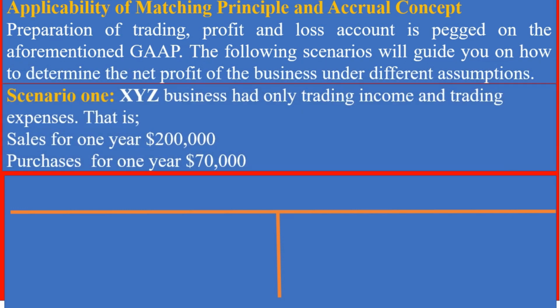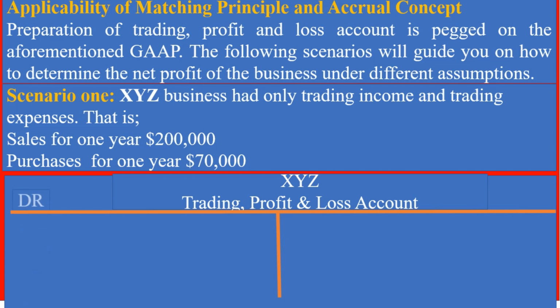So let us now look at scenario 1, and I'm using the case of XYZ business. In scenario 1, I'm considering a case whereby this business has only trading income and trading expenses. That is, sales for 1 year were $200,000 US, while purchases for 1 year were $70,000 US. So if you are to determine the profit of this business, how do we go about it? There we go. That is the XYZ Limited Company trading profit and loss account, whereby we have the debit side and the credit side. Amounts are indicated as you can see on the screen.